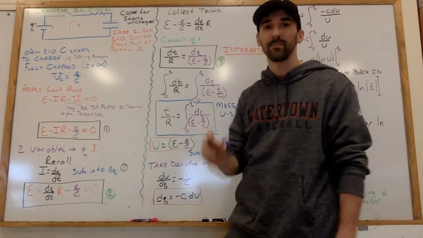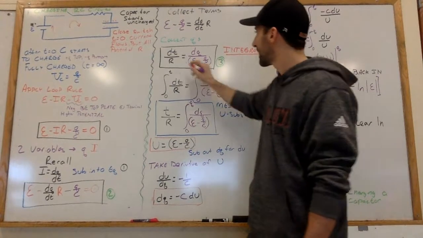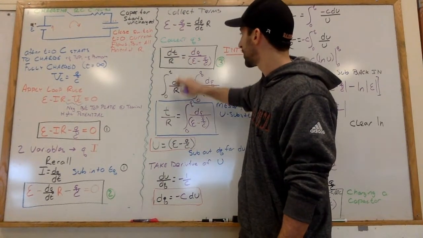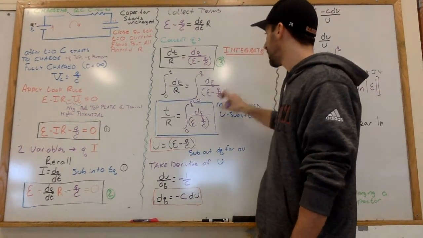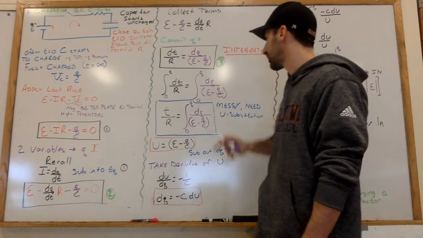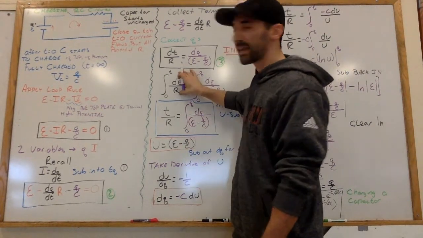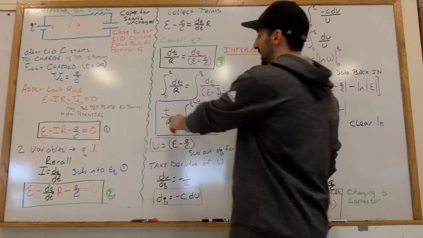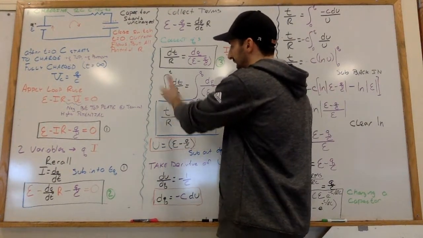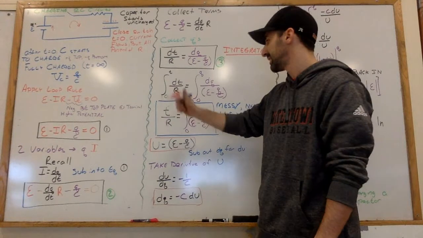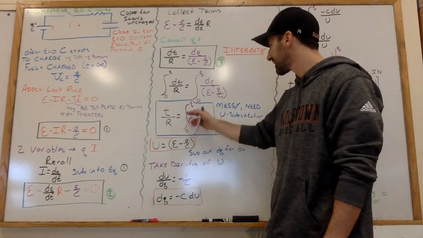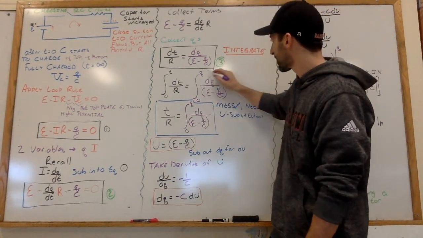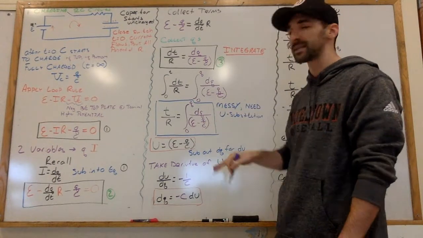Now I'm going to integrate, but integration looks hard. So I'm going to integrate dt over R from 0 to t, and dQ over my battery E minus Q over C from 0 to Q. Integrating this left side is easy. The integral of dt over R is a constant, so my integration from 0 to t is just t over R. It equals the integral of everything over here. Now this is a messy integral.